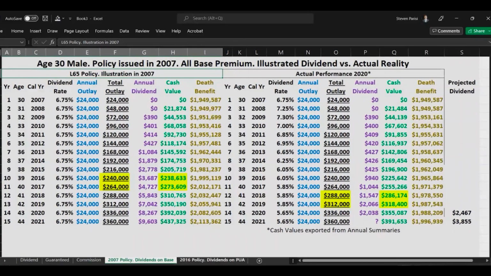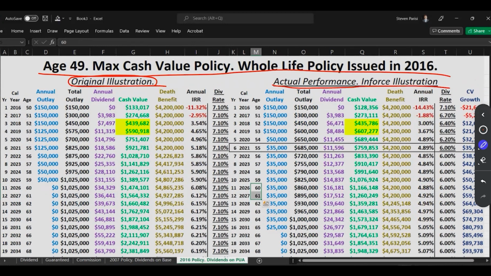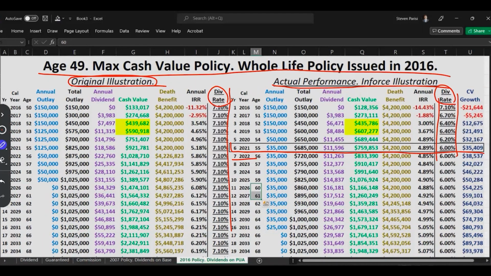So on the flip side, here's a policy we put in force in 2016. What we've got on the left is the original issue illustration compared to the right, actual performance, until you see the end of this line here. So I've got to update this particular one. We did run an updated illustration in force for 2022, but my point here is we see a similar pattern with declining dividend rates. The issue illustration assumed 7.1% forever. The actual policy, the dividend rate has decreased over time.